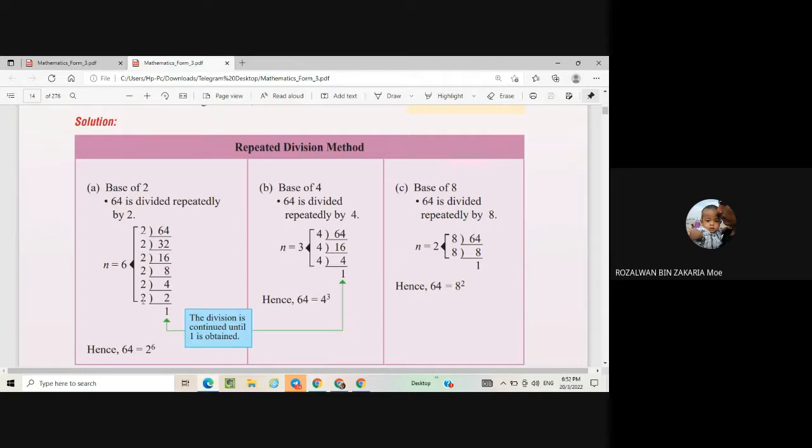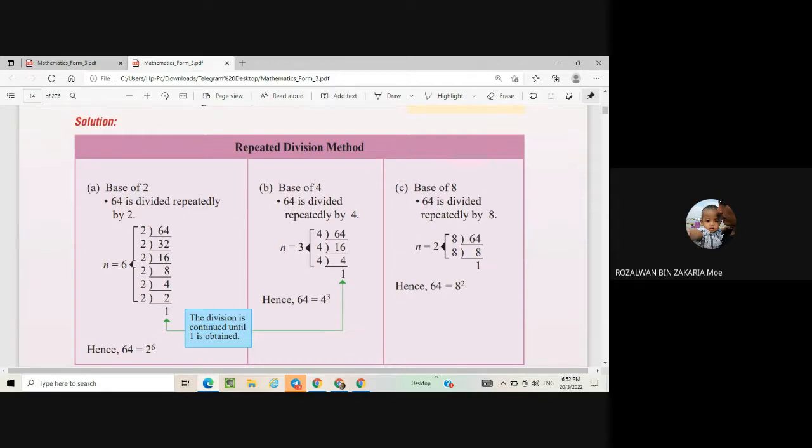There are 6 twos. That means to get 64, 2 needs to be repeatedly multiplied by itself 6 times. So that's why n here equals 6. So the final answer you can write is 64 equals 2 power of 6. And 2 here is the base, and n here is the index or exponent.